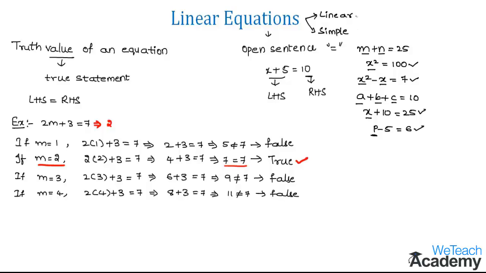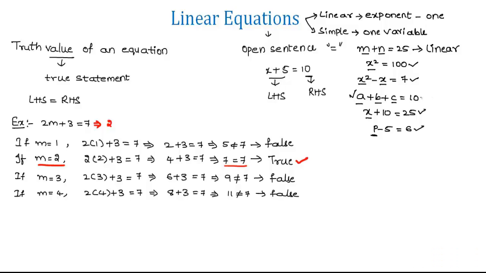The linear equations are those equations in which the exponent of each variable is 1, and a simple equation is an equation which contains only one variable. Here the linear equations are the first equation m plus n is equal to 25, as the exponents of m and n are 1. Similarly, the fourth equation a plus b plus c is equal to 10 is also a linear equation, as the exponents of a, b, c are 1. And the remaining equations 2, 3, 5 and 6 are the simple equations.